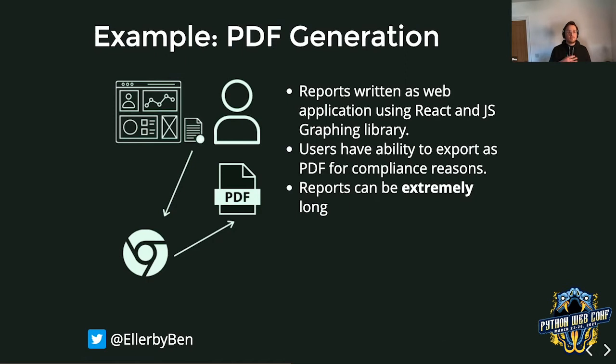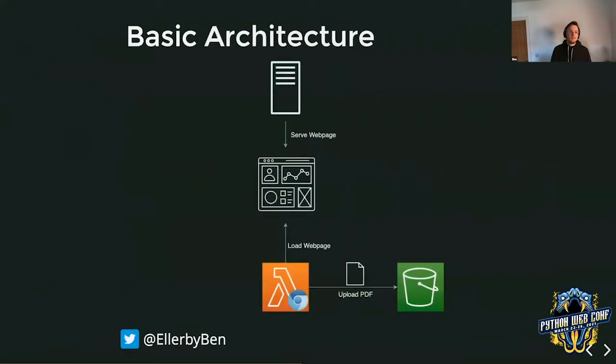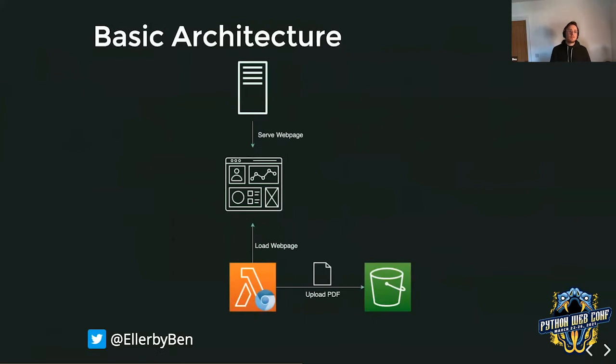To build these reports, they were using Chrome in a headless context to load that page up, save it out as a PDF, and write it to somewhere. So if we think about the serverless approach to this, we have a legacy server that's serving up this web page. We have a Lambda function that's running a headless version of Chrome using something like Pyppeteer, which is the Python version of Puppeteer. We can then load that web page, export it as a PDF, and then drop it into a serverless storage system like S3 on AWS.